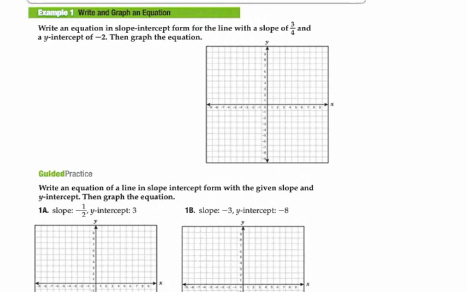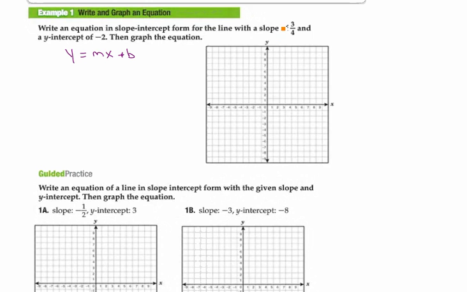So we're going to jump right into example 1. It says we're supposed to first write an equation in slope-intercept form for the line with a slope of 3/4 and a y-intercept of -2. Then we're supposed to graph the equation. I'm going to start getting used to that slope-intercept form. So I'm going to write it, again, y = mx + b. And I know that I'm going to put some numbers in for m and b. Then I'm going to see what they tell me.